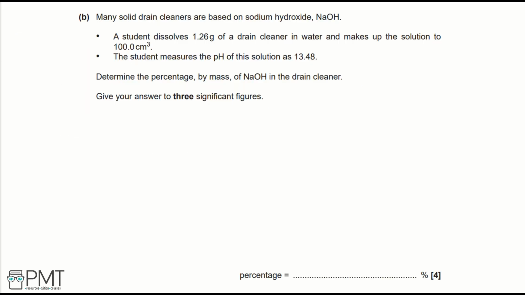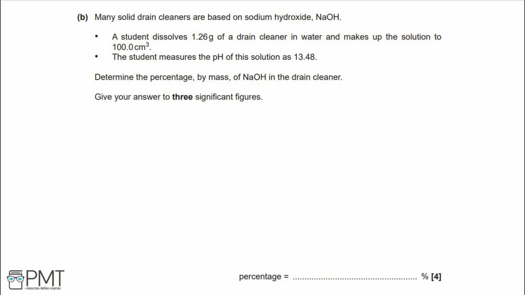Part B. Many solid drain cleaners are based on sodium hydroxide, NaOH. A student dissolves 1.26 grams of a drain cleaner in water and makes up the solution to 100 centimeters cubed. The student measures the pH of this solution as 13.48. Determine the percentage by mass of NaOH in the drain cleaner. Give your answer to 3 significant figures.